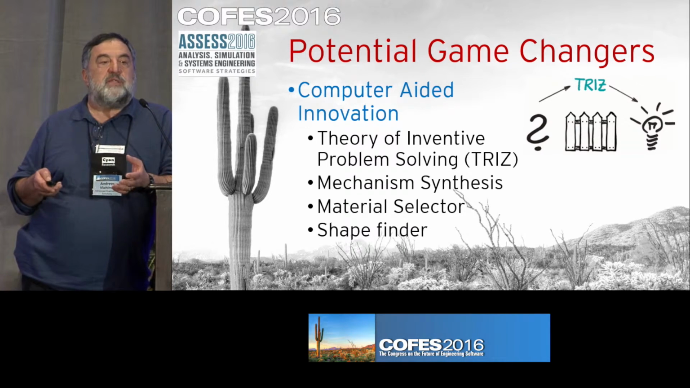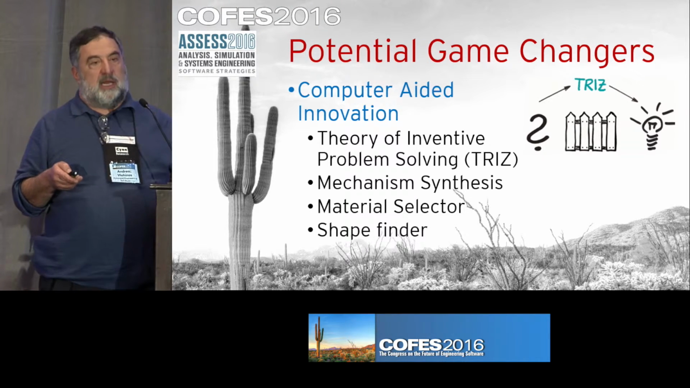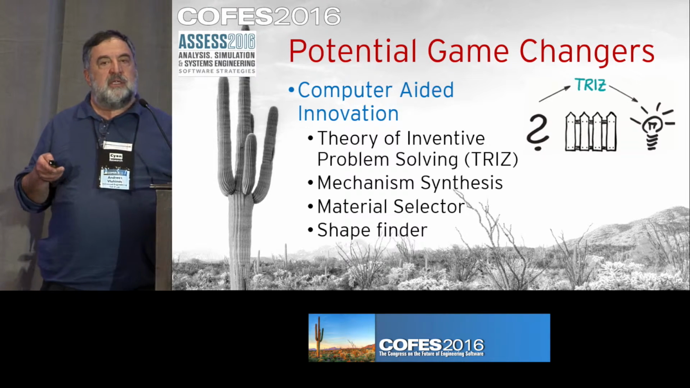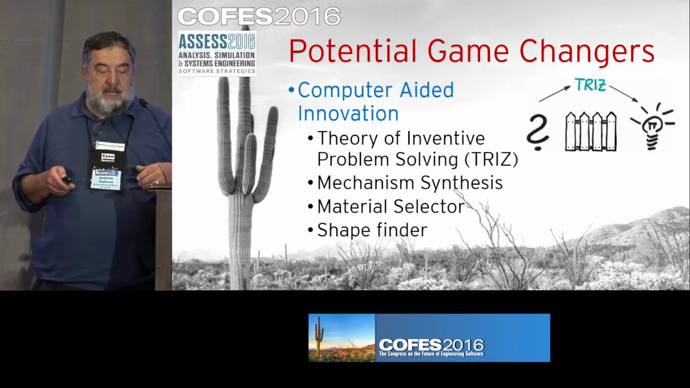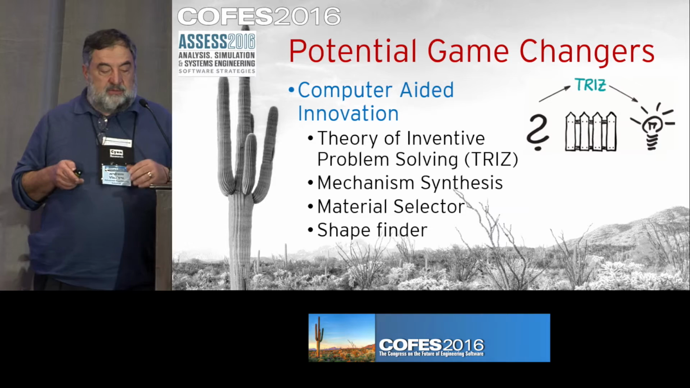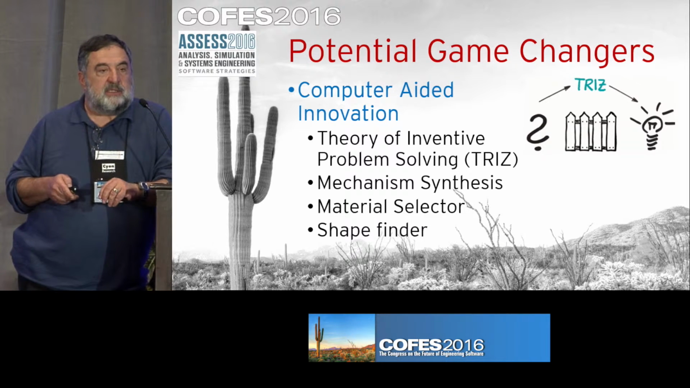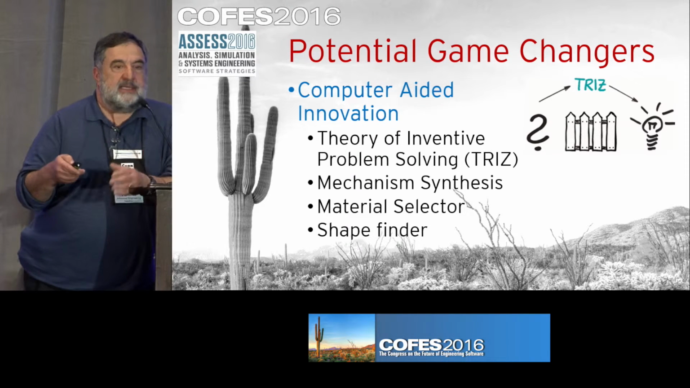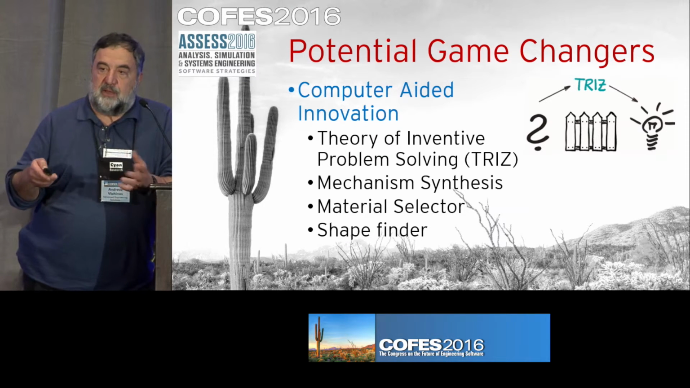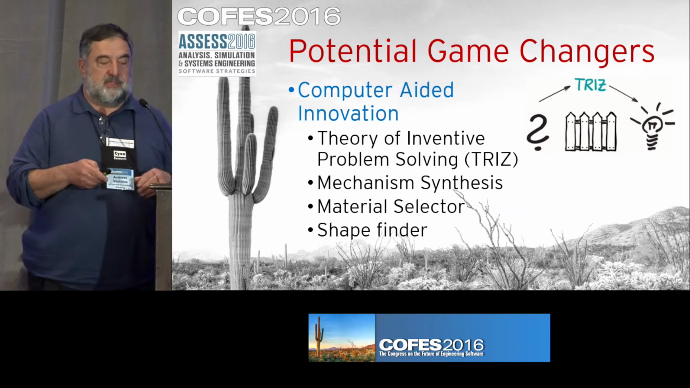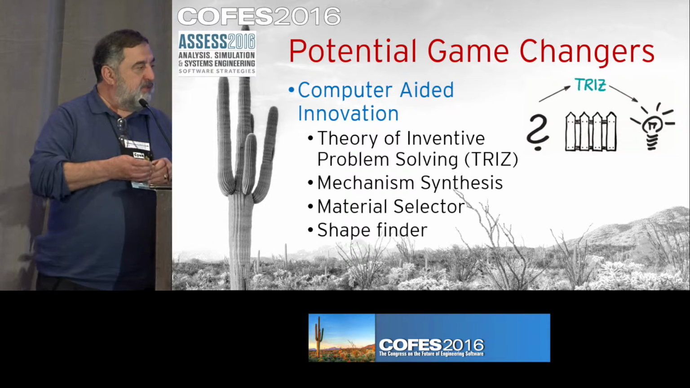And we have a lot of tools. They help us analyze mechanisms, but they don't tell us what the mechanism needs to look like. So there are mechanism synthesis tools available, but they're not widely used, and people don't know about them. Then the Material Selector from Cambridge, a very nice tool where you specify, I want bending and axial, and it says those are good materials for that type of loading. And ShapeFinder, which is similar to topology optimization.